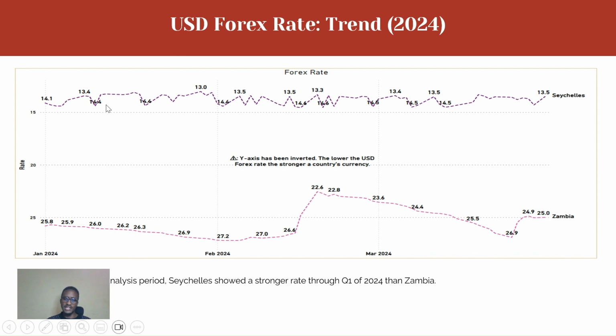Seychelles seems to be more stable than the Zambia kwacha, and you can see as of the end of Q1 it terminated at 13.5 compared to Zambia's 25. They're not very far off from the rates that are present at the time of recording this. So in a sense, it's unlikely that the kwacha will usurp the rupee here.